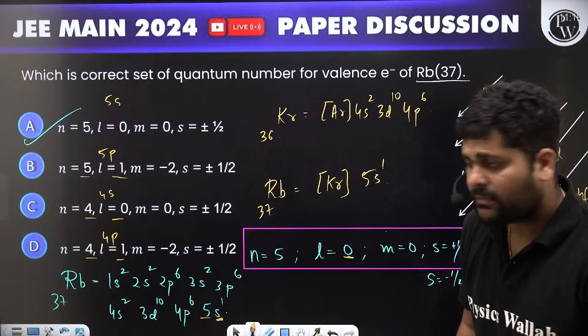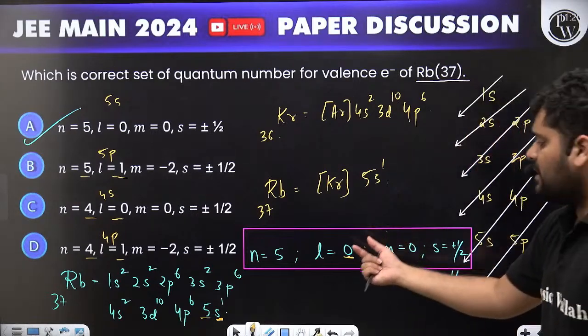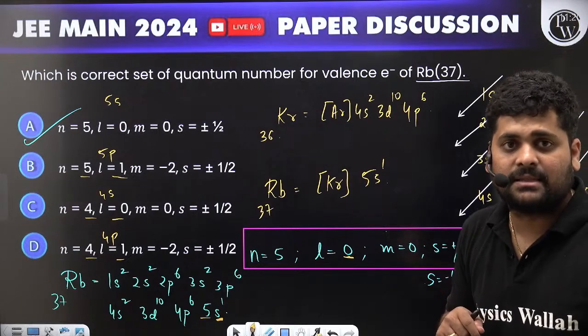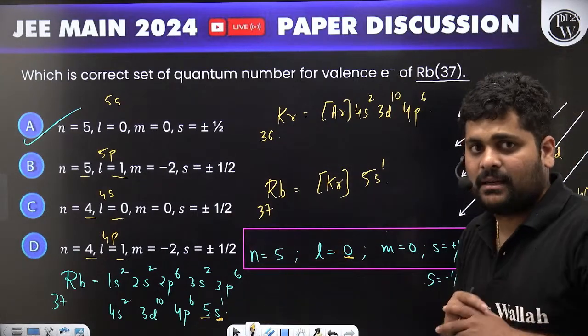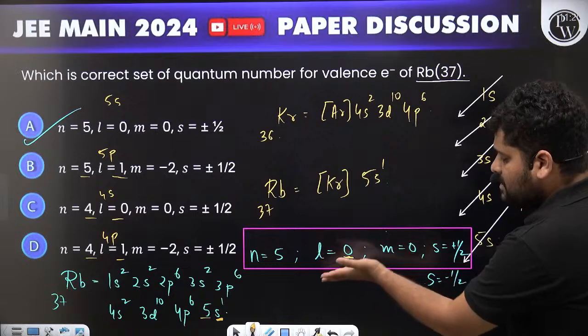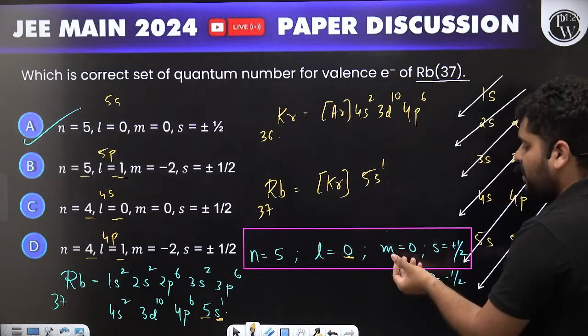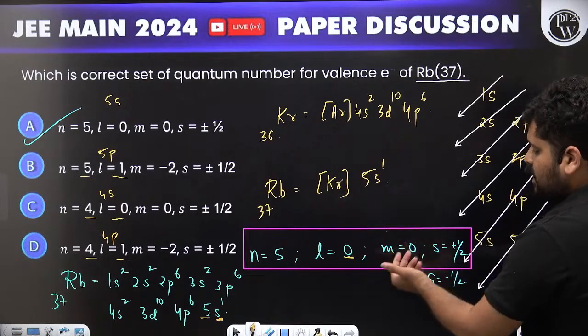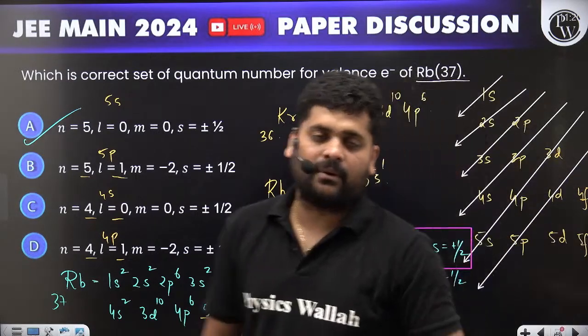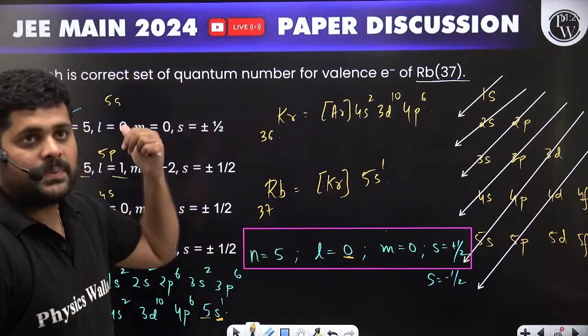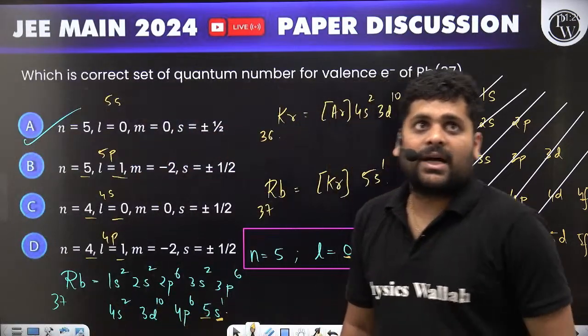Simple. Now, if the value of l is 0, magnetic quantum number's range is minus l to plus l. So what is minus 0 to plus 0? 0 only. So if l is 0, m will also be 0. So 5, 0 and 0, and spin quantum number will be either plus or minus half. So this would be your answer, which is option number A. I hope I am clear, Kevin.